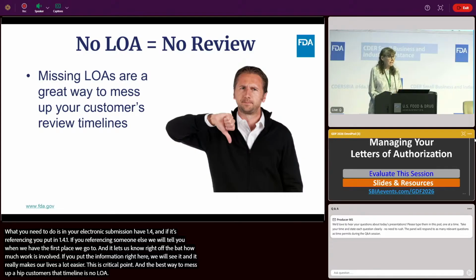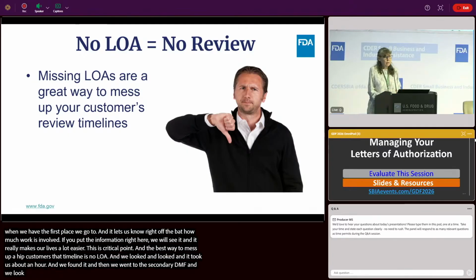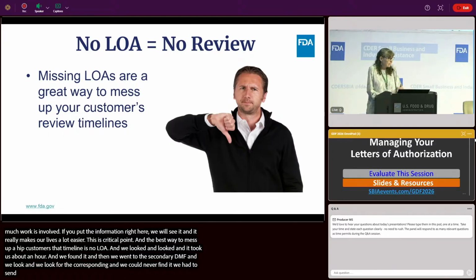The primary DMF referenced a secondary DMF. So we went to the primary DMF and we looked for that letter of authorization, and we looked and we looked. It took my poor reviewer about an hour, but we found it. Okay, great. Then we went to the secondary DMF and we looked for the corresponding LOA. We could never find it. So we had to send an IR to the secondary DMF holder and said, hey, you need to submit this LOA to your DMF so we know this other guy can reference you.